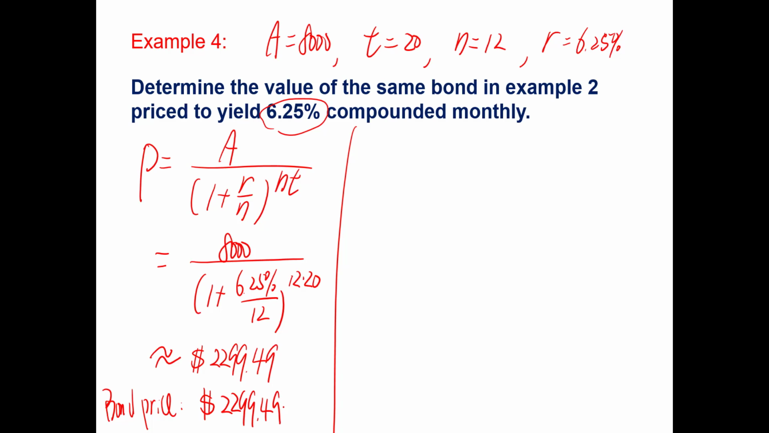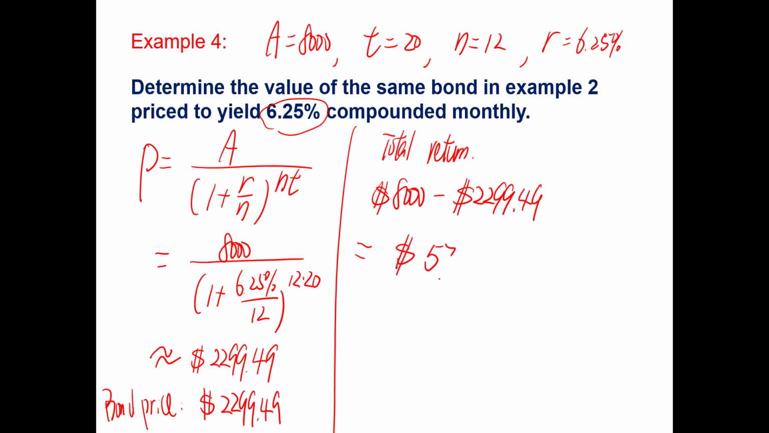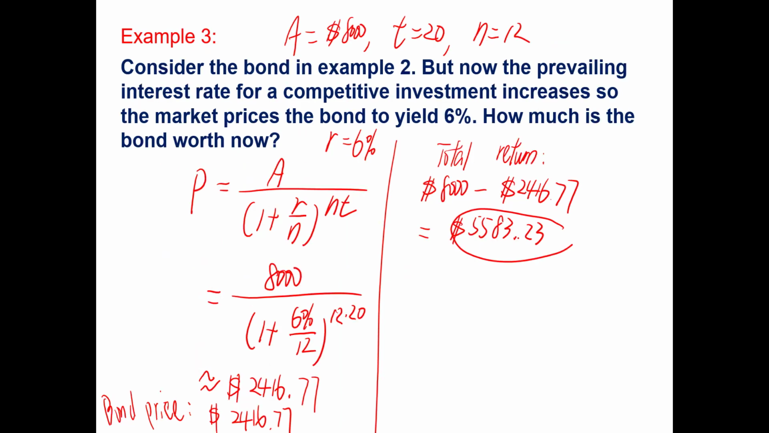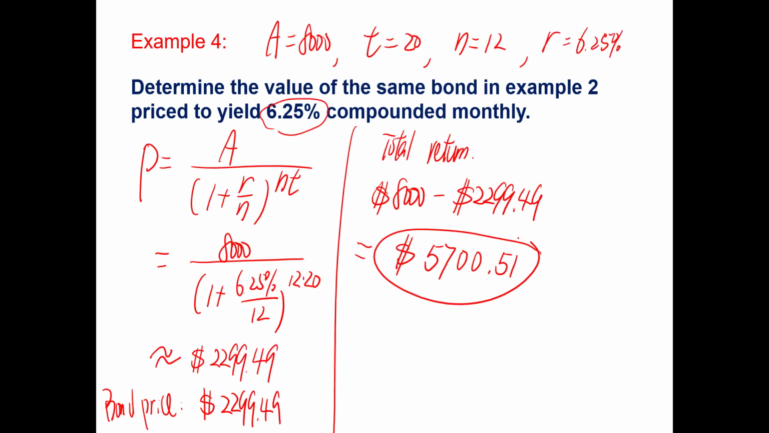Now one more time, we're looking at the total return here. Total return should be $8,000 minus the price. Remember, investors are getting more returns here because the bond price is cheaper, slightly cheaper. So this turned out to be $5,700.51. And compared to the previous one, it's slightly better, right? So investors are getting more return.